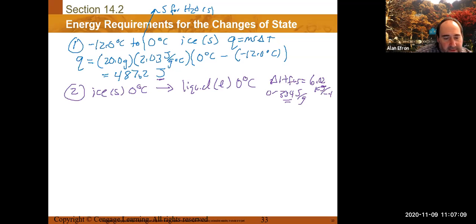So what I'm going to do is, again, here we have not lost any of the mass. So it's still 20 grams of water. I'm going to multiply it by 334 joules per gram, which is our delta H of fusion. Again, specifically for water. And when I do that, that will give me something like 6680 joules.